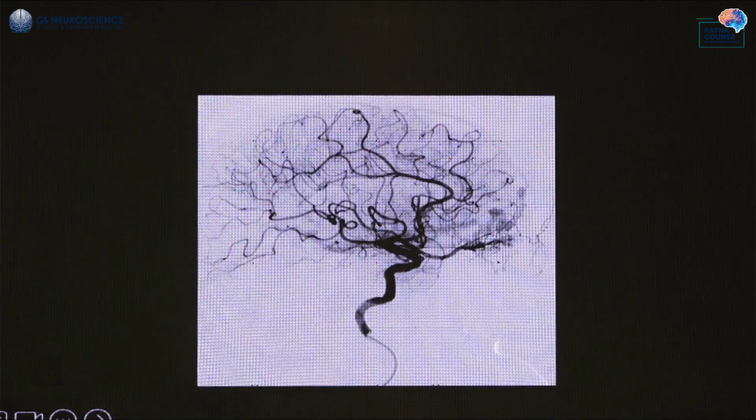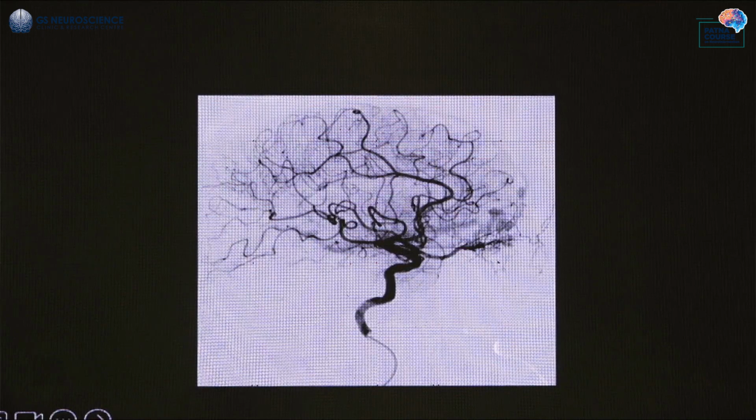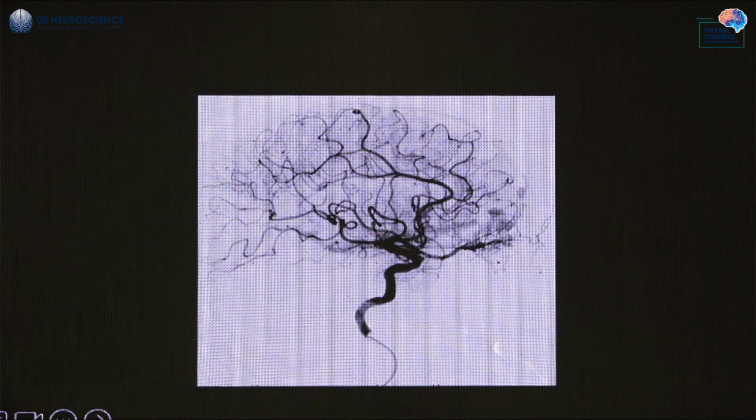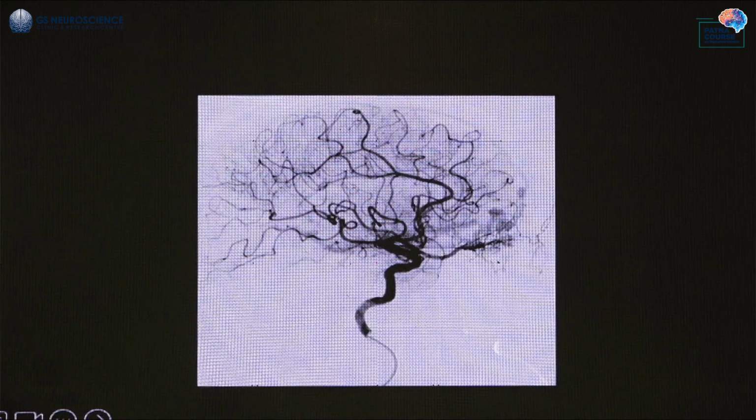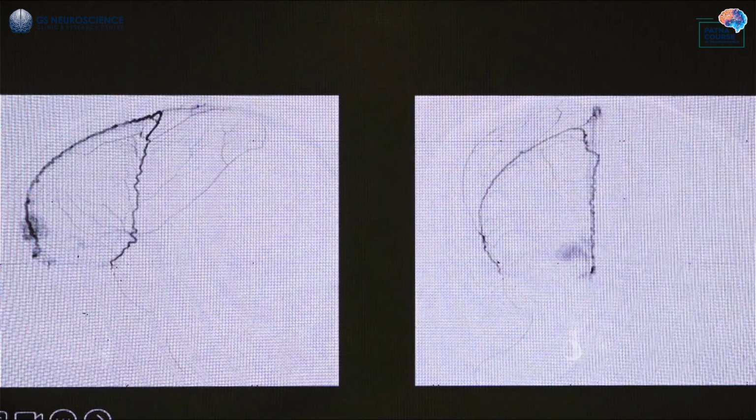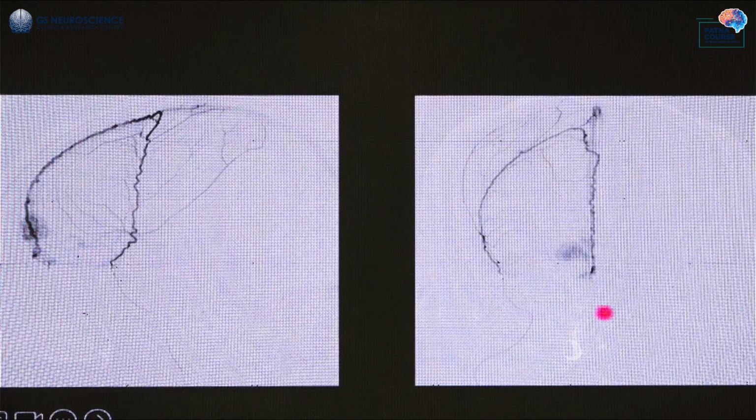So we decided on a bilateral arterial approach. We did 2 punctures, both the groins. We cannulated both the internal carotid arteries, and then we started the catheterization. As I already showed before, this was the catheterization of the right middle meningeal system.